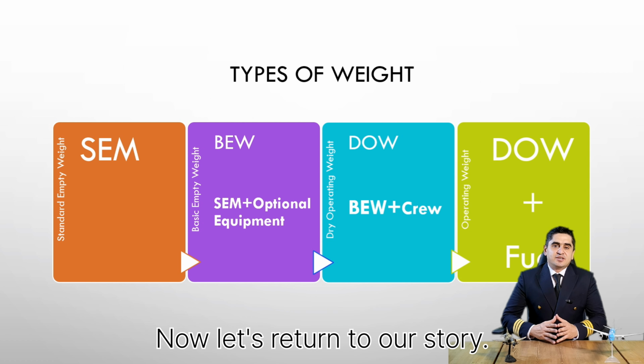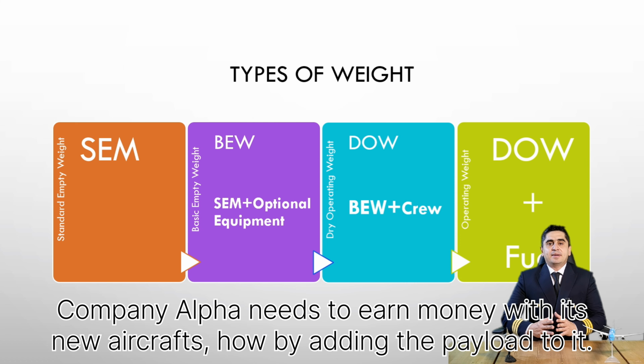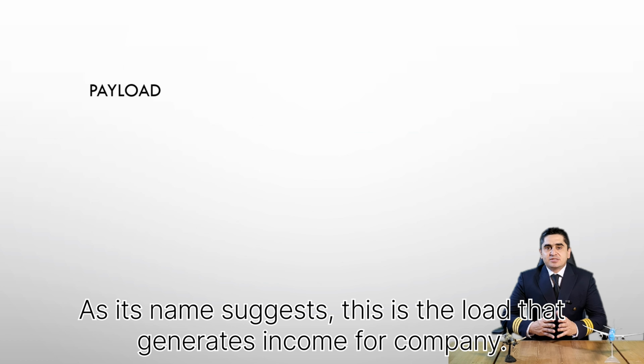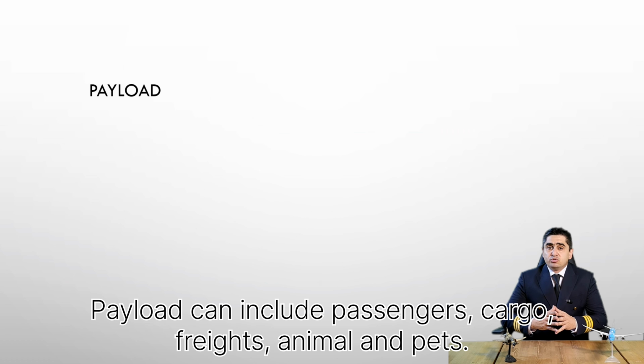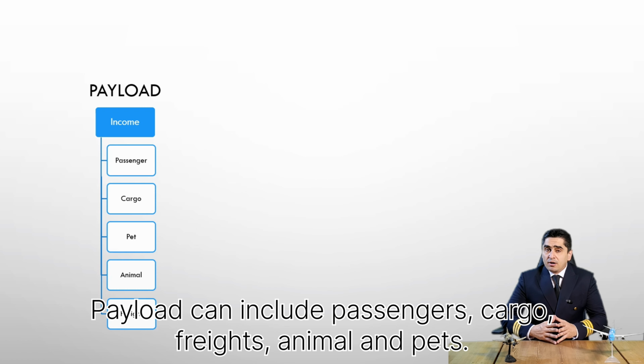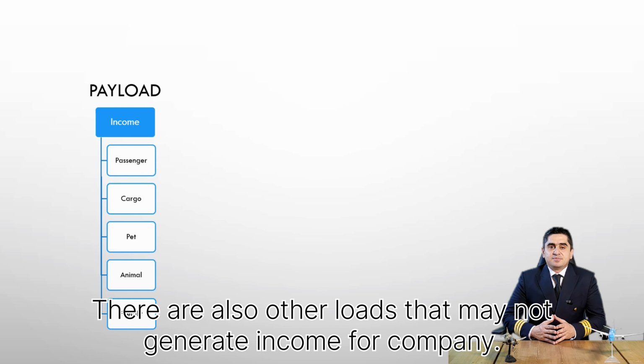Now, let's return to our story. Company Alpha needs to earn money with its new aircraft. How? By adding the payload to it. As its name suggests, this is the load that generates income for the company. Payload can include passengers, cargo, freight, animals, and pets. There are also other loads that may not generate income for the company.